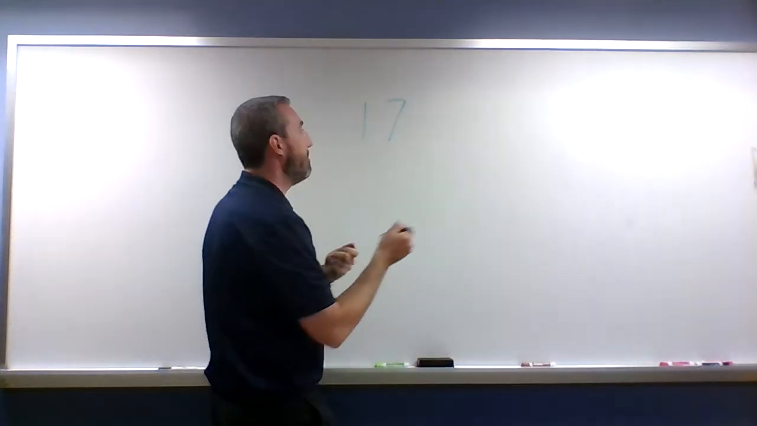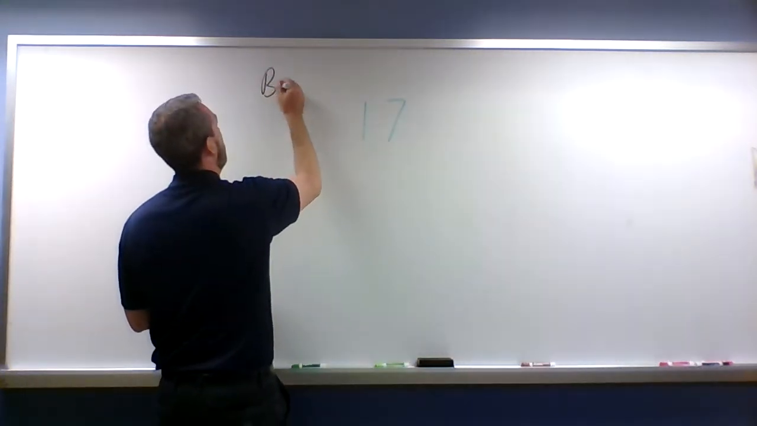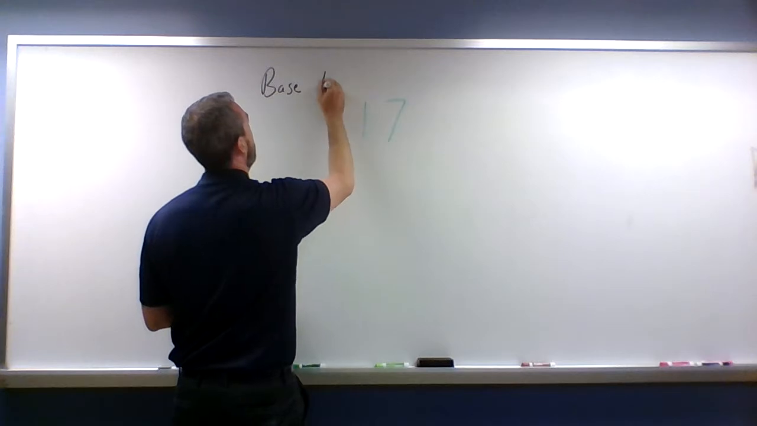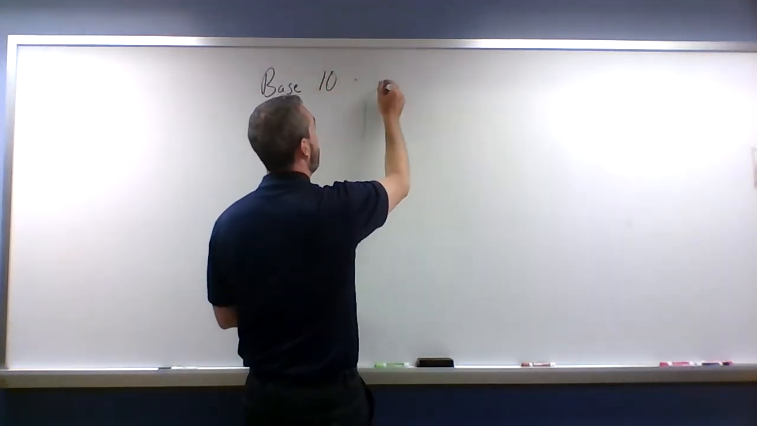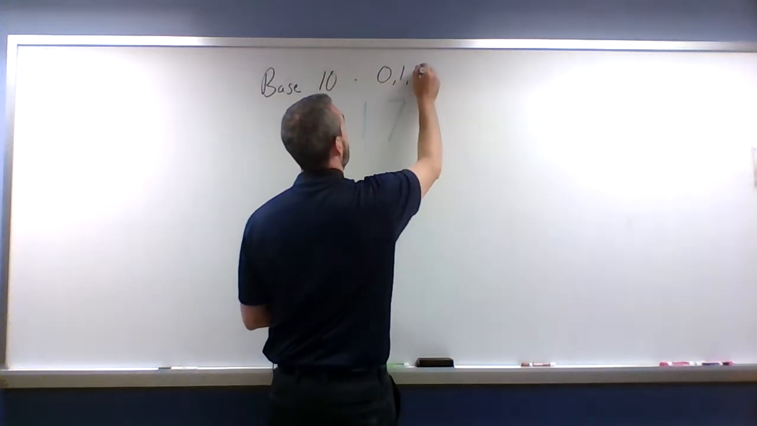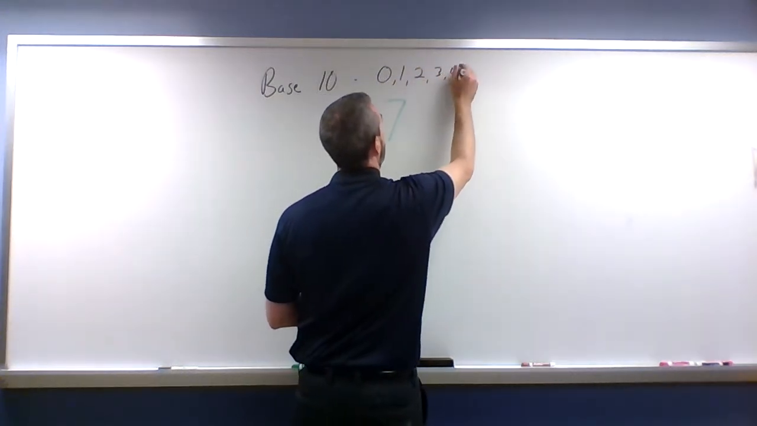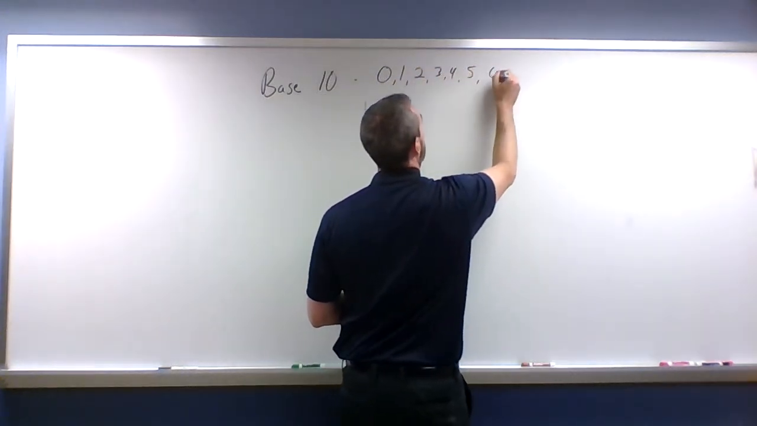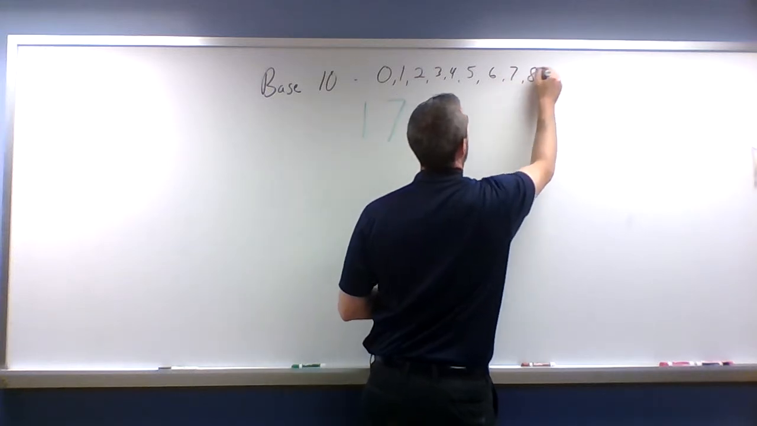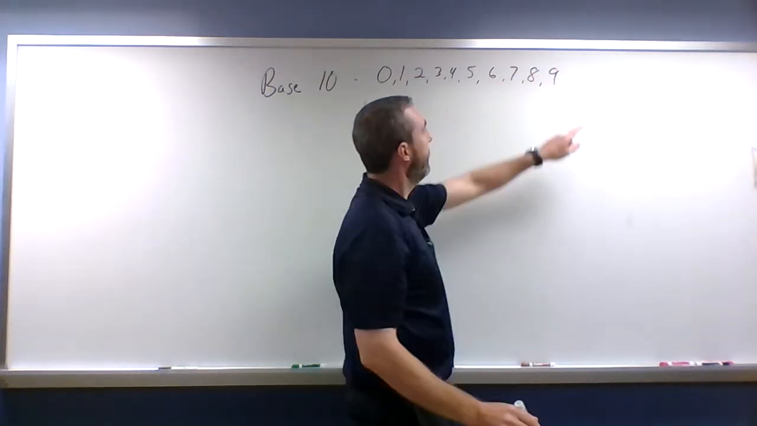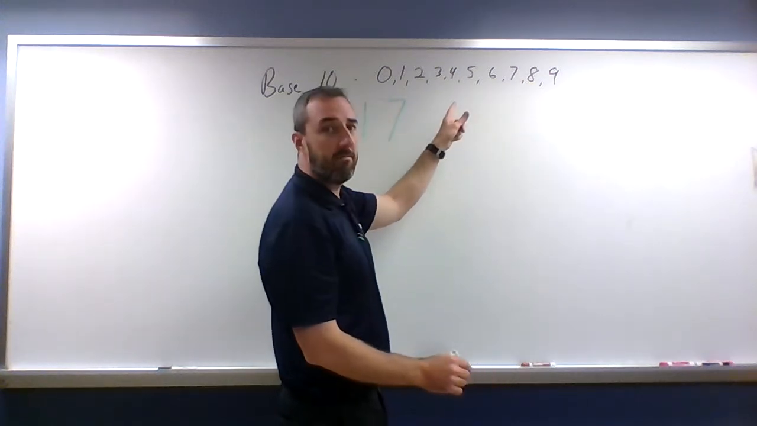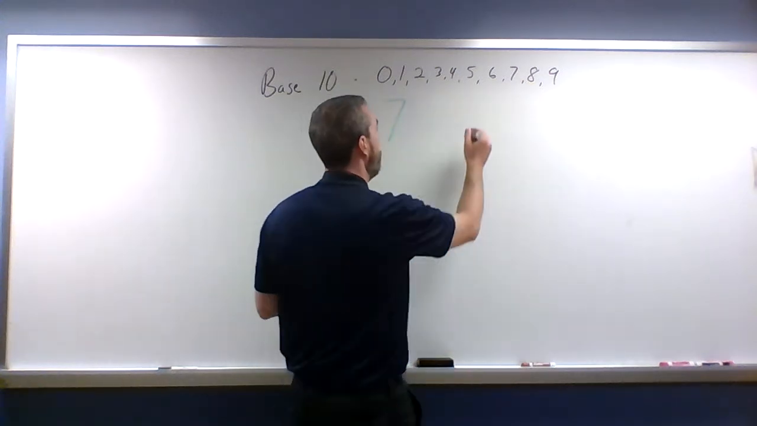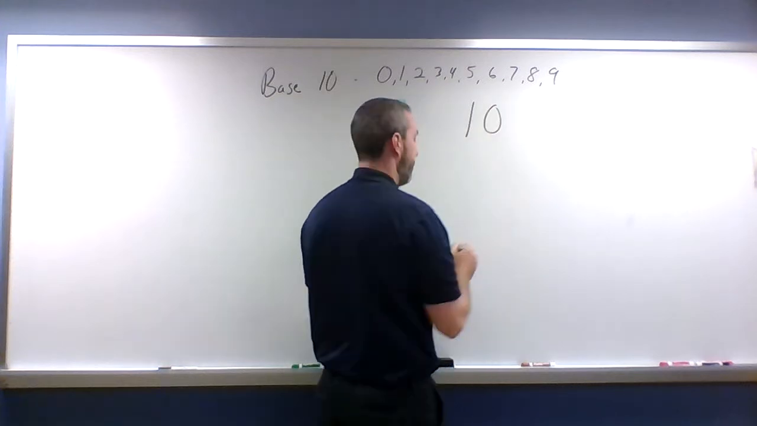We use what's called a base 10 number system. Base 10, meaning that there are 10 symbols that we can use. Those symbols are 0, 1, 2, 3, 4, 5, 6, 7, 8, and 9. Think about it. After that last symbol, we just start repeating again. So if I wanted to write the number 10, I would write 1, 0.